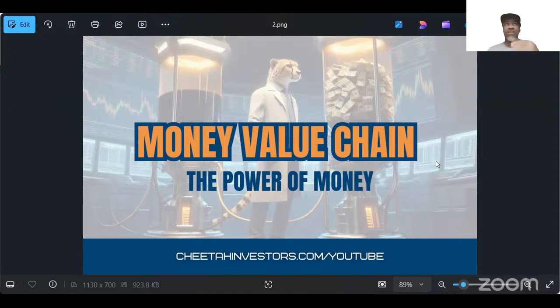But the majority of money is actually digital. That doesn't need that supply chain. So we call the money chain a value chain. Let me look up the definition so I can show you the difference. There's a reason why I call it a money value chain and not a supply chain.